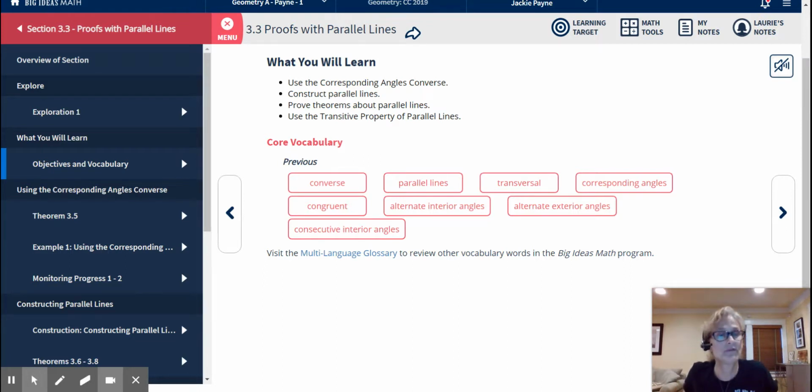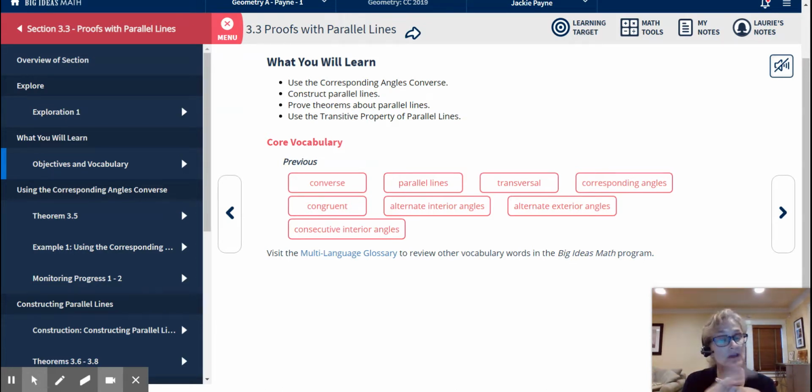So far we've gotten a bunch of theorems about parallel lines. And now this section is talking about the converses of those theorems. So if you have parallel lines, then, let's say, alternate interior angles are congruent. The converse then would be if you have alternate interior angles that are congruent, then you get parallel lines.